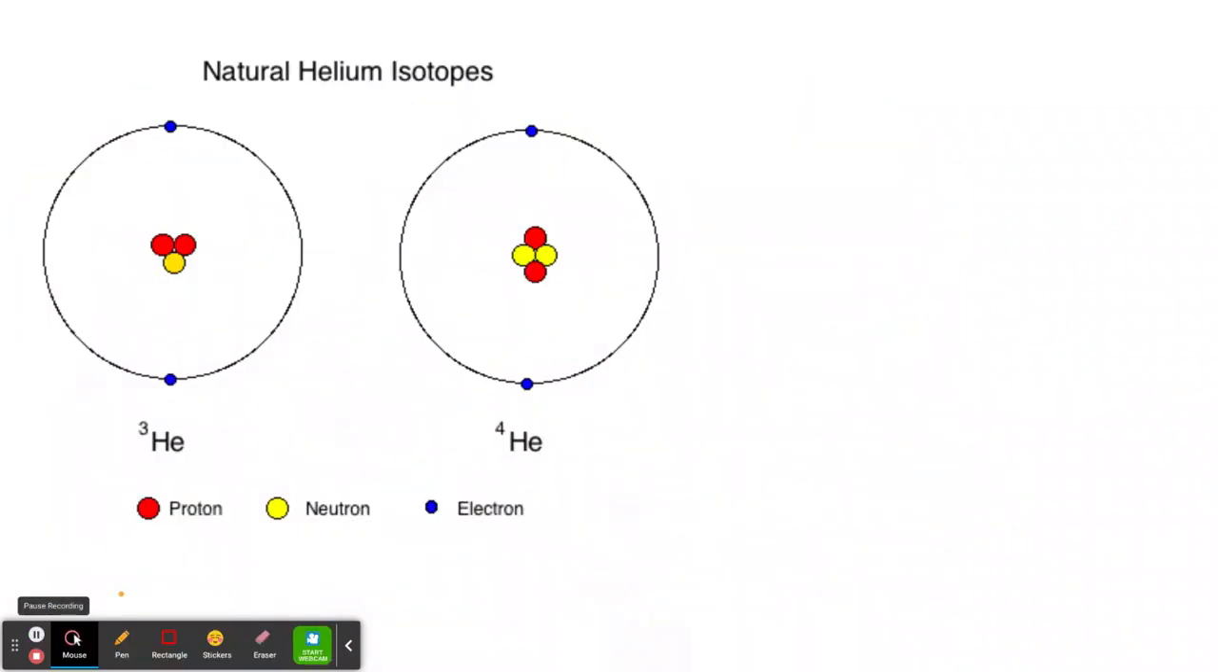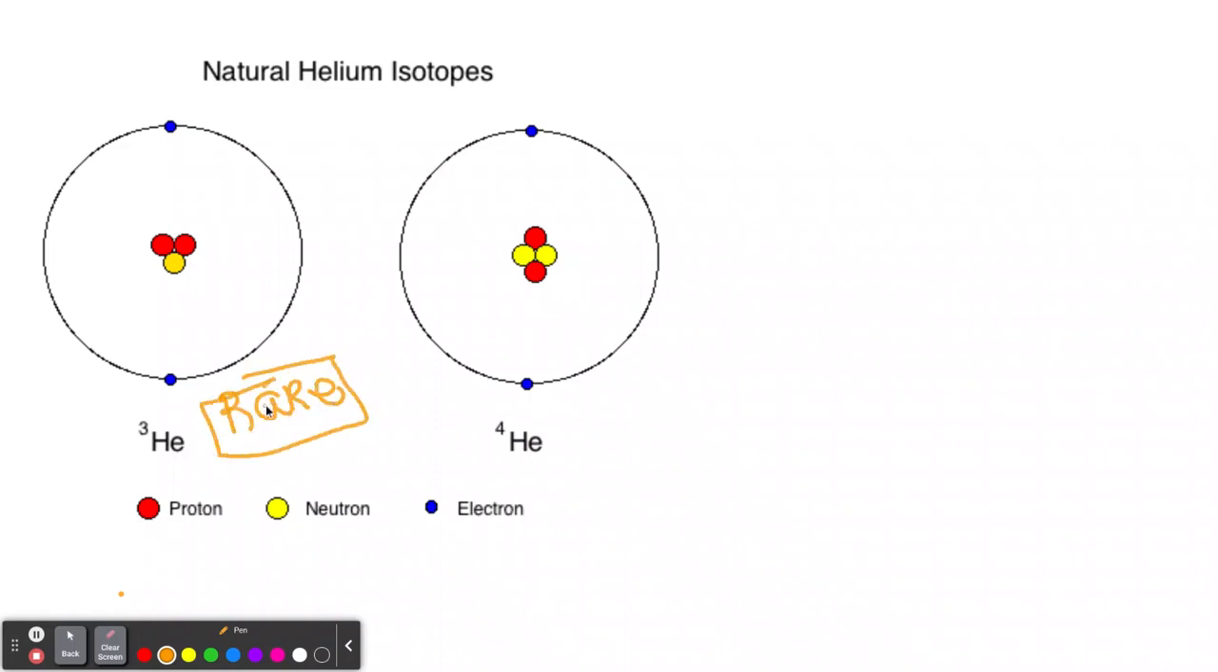And like I said in the beginning of the video, helium-3, as you can see here, see that superscript on there? So this is helium-3. It's very rare. And it could be used in cryogenics. I'll write the word cryogenics. You may have heard about cryogenics.